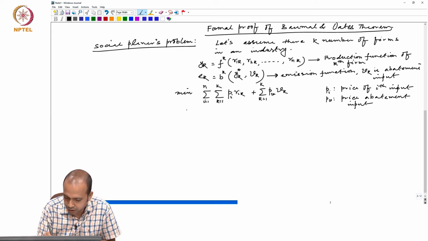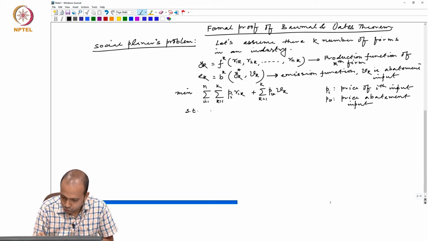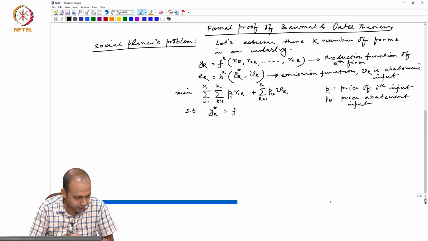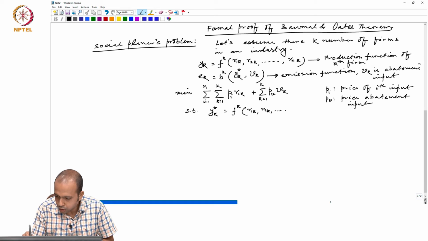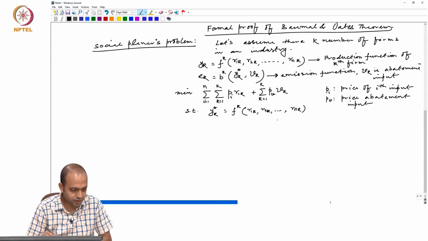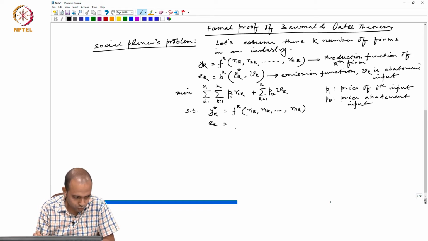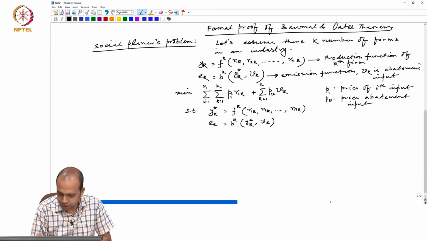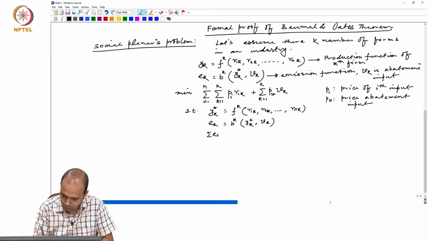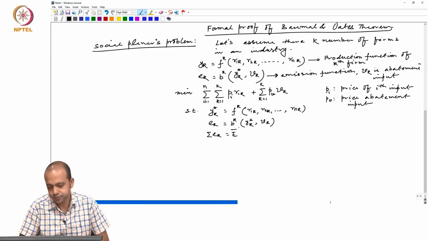And what is the condition here? Subject to, the social planner wants some optimum input for the kth firm, that means R1k, R2k, and then Ek equals the emission function, and total emission should not exceed the sum of Ek, right.